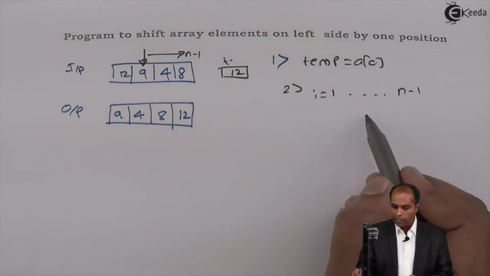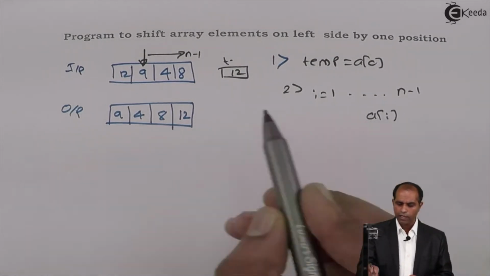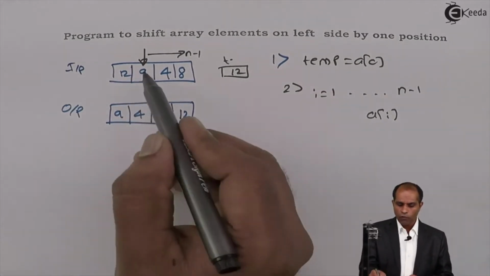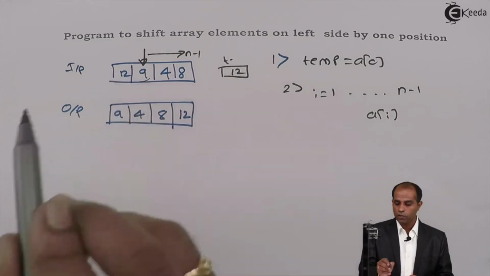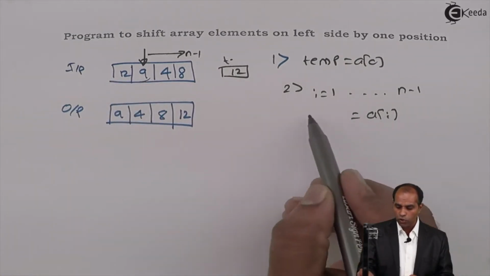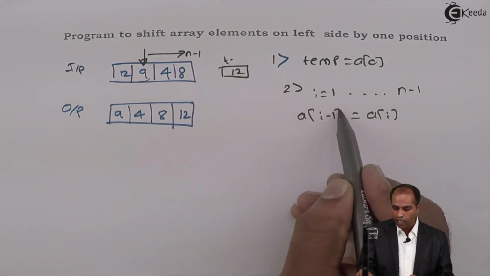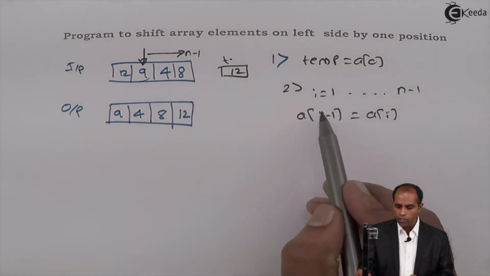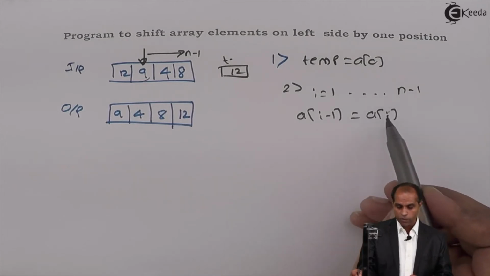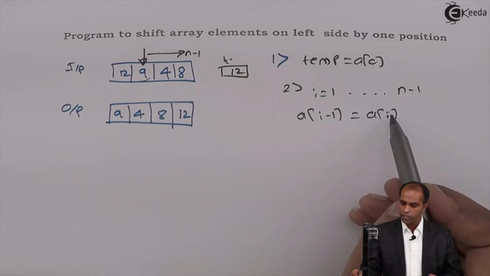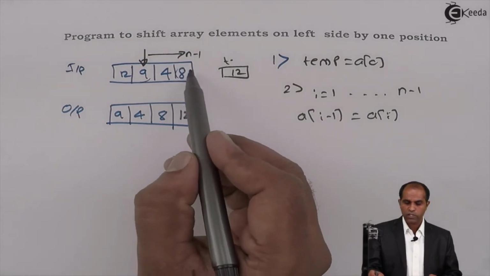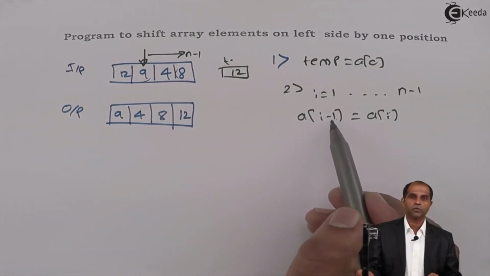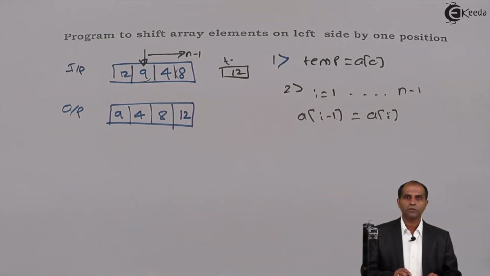So a of i, where i is 1. Where do you wish to copy this particular a of 1? A of 1, I need to copy onto a of 0. So a of i, that is 1, should go to a of i minus 1, that is 0. Keep on doing this task till you reach the last element. So when i is n minus 1, substitute n minus 1 over here. A of n minus 1 is 8. 8 gets copied at a of n minus 1 minus 1, that is n minus 2. So 8 gets copied to the next position.